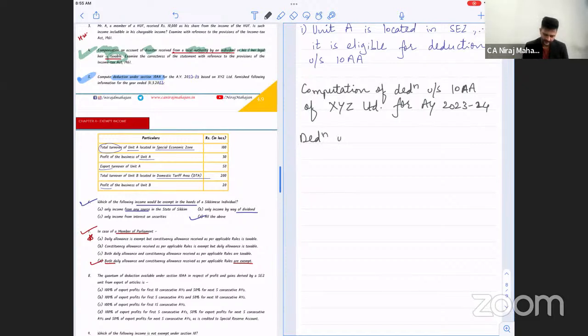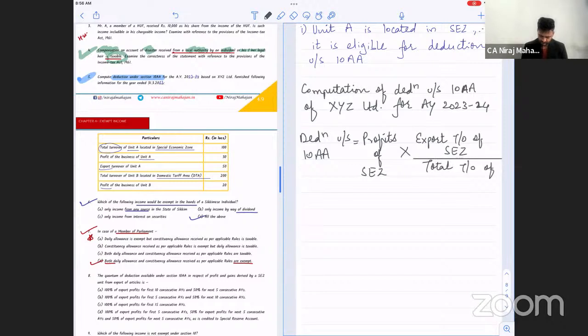Next line, deduction under section 10AA is what, bacho? Profits of SEZ into export turnover of SEZ upon total turnover of SEZ. Simple.